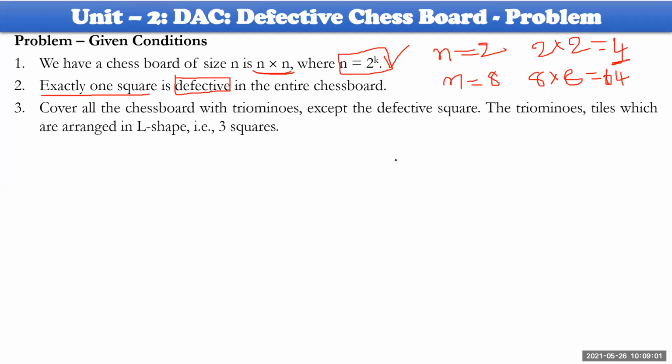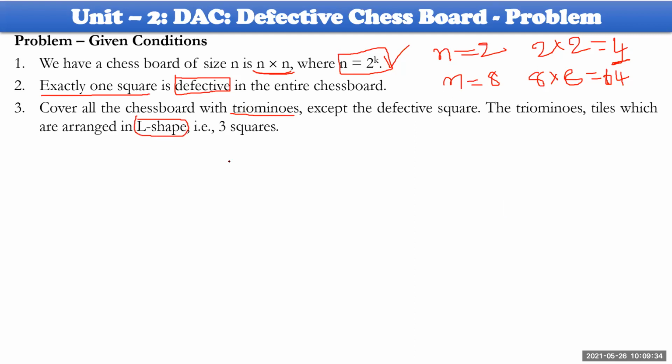And the third condition is, one particular tile will be defective, and you have to cover the rest with a new technical word for you, triominos. Tri in the sense of 3, and a triomino could be arranged in L shape. It could be arranged in L shape.